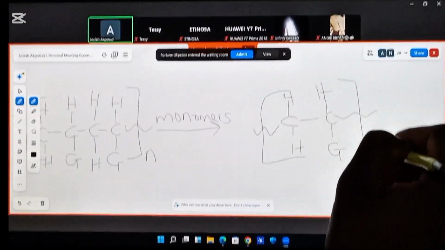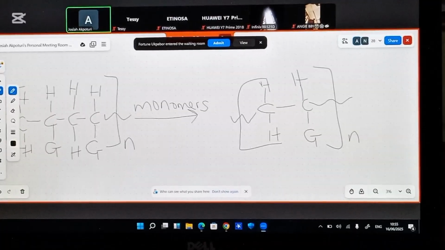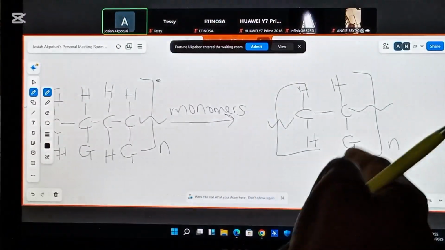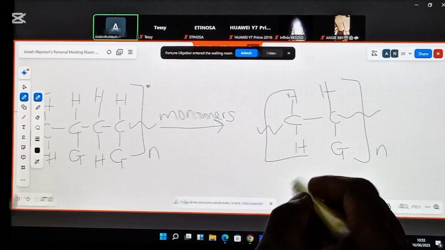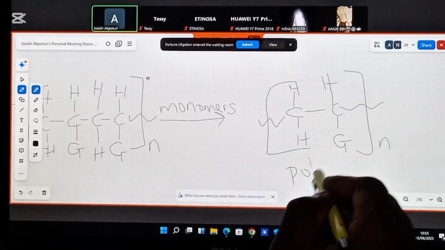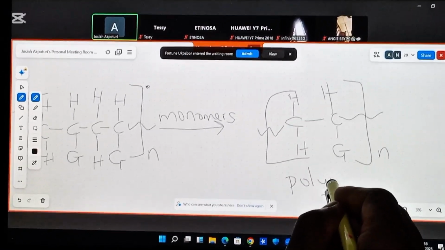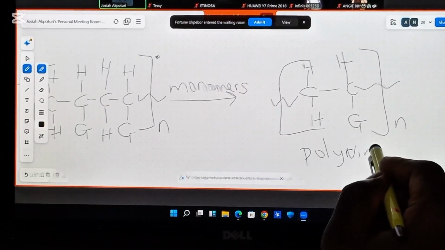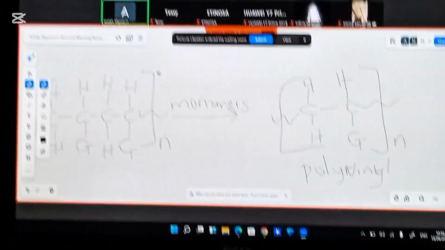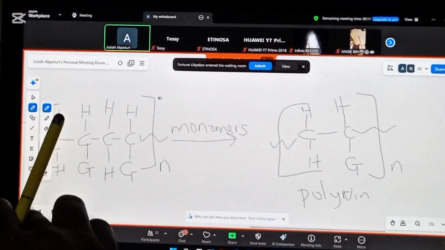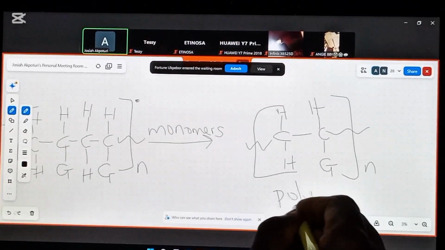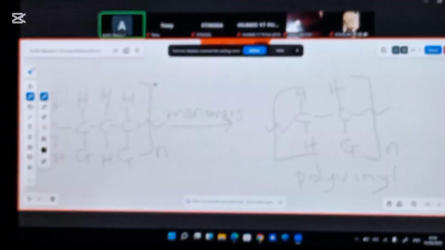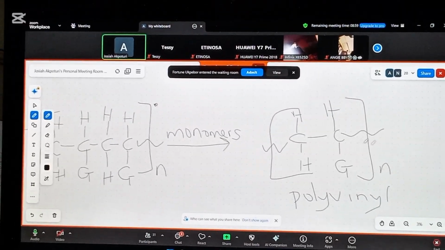So this is the vinyl polymerization. Now you see that there's no radical at the end of the product. There's no radical. So we call this one the polyvinyl molecule. I think I should write that properly. So let me explain this to you.